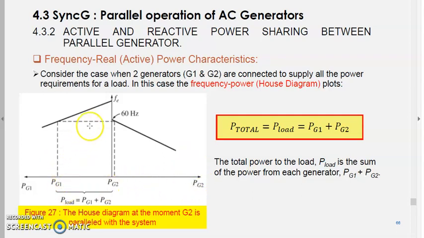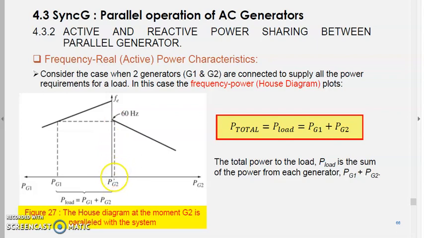So let's say we plot genset 1. Genset 1 at no load, this is the frequency. At full load, or at the system frequency, this is the power it can deliver, from 0 up to here. So this is the PG1 that generator 1 can supply. Meanwhile, for genset 2, at no load the frequency is already low, like 61 Hz. But at the system frequency of 60 Hz, it can only deliver a fraction of it. So this is considered your available power of genset 2.